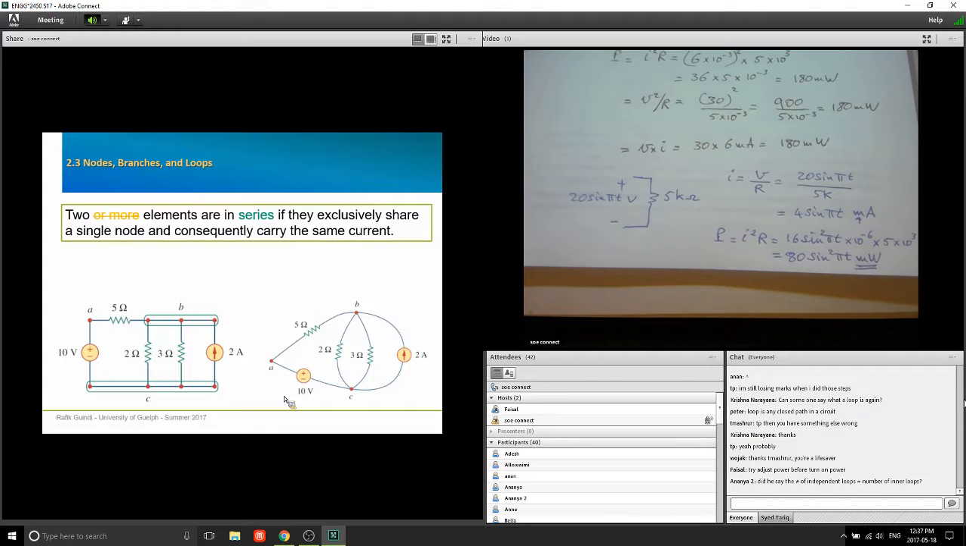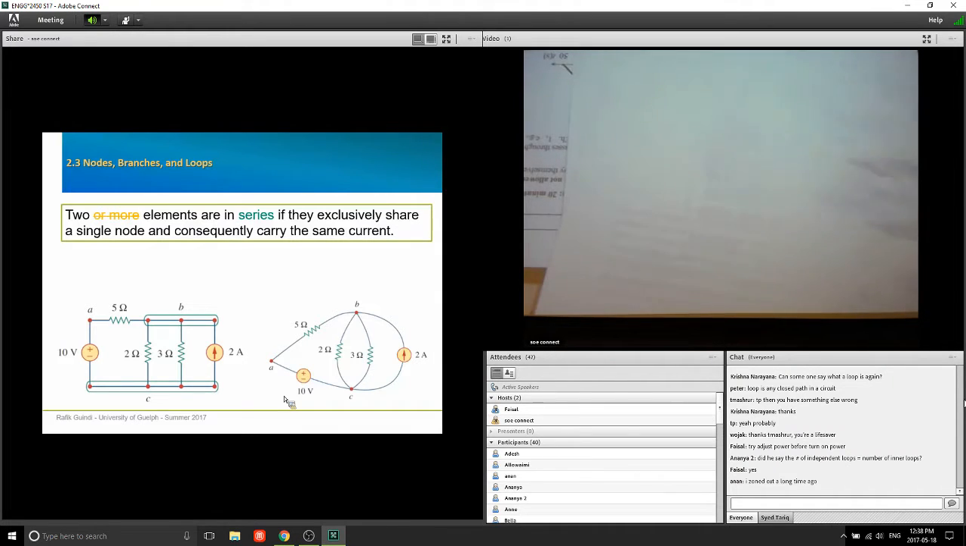This is the definition of elements in series. And you notice that I crossed out something. That's the definition that's in the book. The book says 2 or more elements are in series if they exclusively share a single node and consequently carry the same current. I beg to differ. This definition is not accurate. It would be accurate if you strike out that "or more" part. And I'm going to explain what I mean by that.